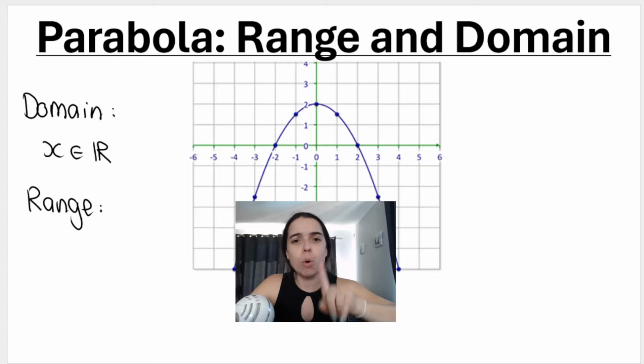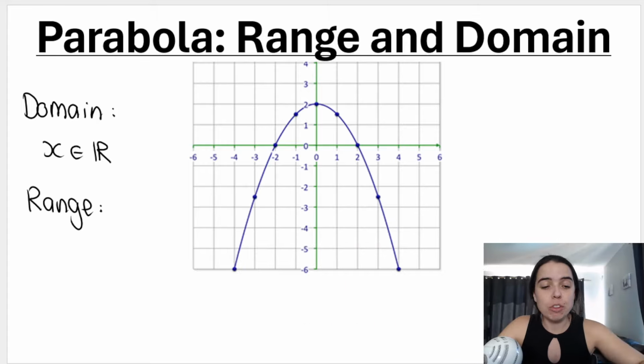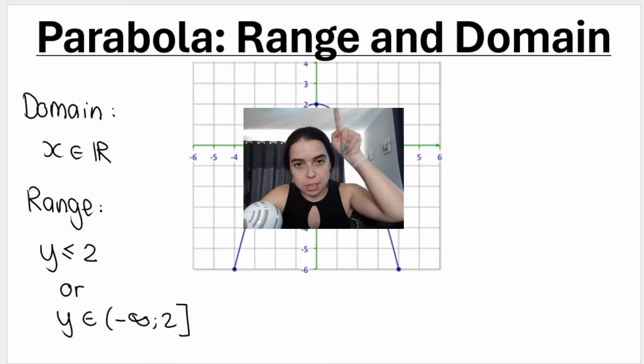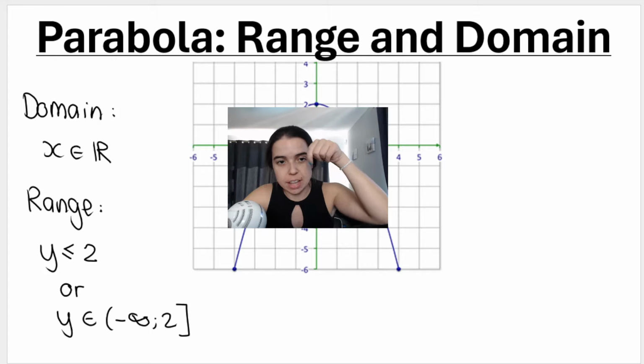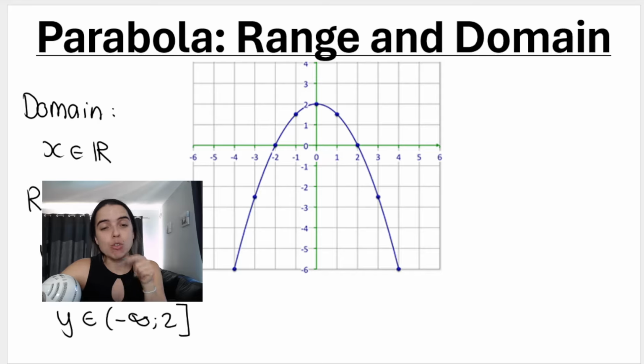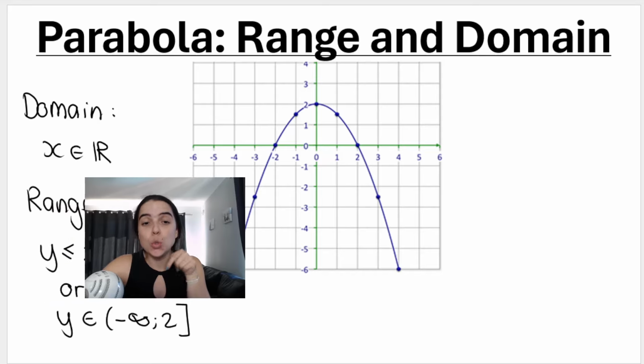So how would you write it? Pause the screen, see if you can do it. But you would write it as follows. y must be less than or equal to 2, because it's equal at that point or less than. Or y is an element of negative infinity, round bracket, to 2, square bracket.